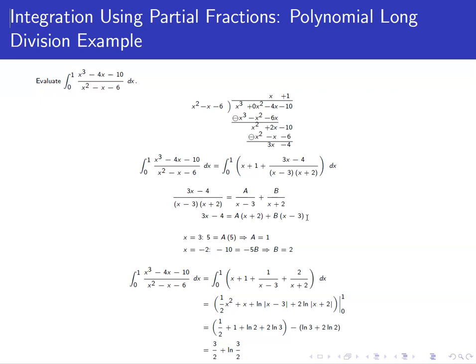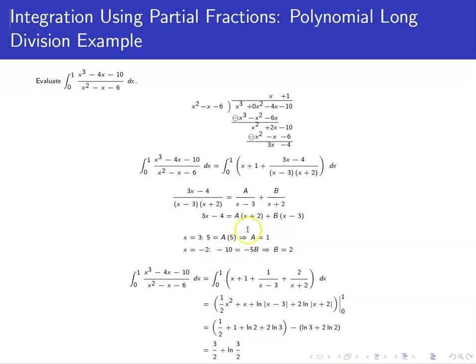And now we can determine what A and B are by picking good values for x. So one good value for x would be 3 because it kills off the B term here. So we plug in x equal to 3. We get 9 minus 4 is 5, and then equals 5A. And so our A will be 1.